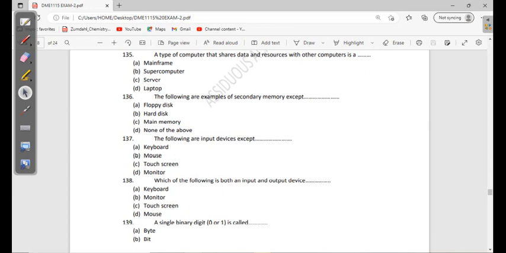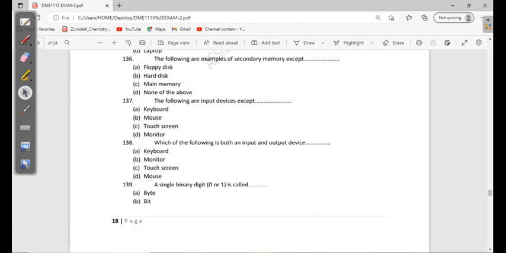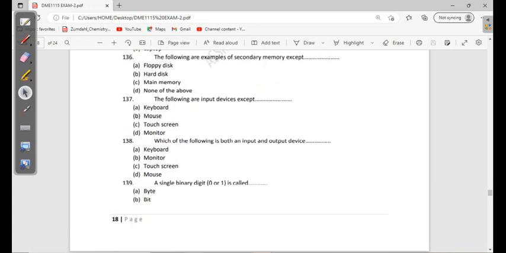136. The following are examples of secondary memory, except floppy disk, hard disk, main memory, none of the above. So a floppy disk and a hard disk are examples of secondary memory, but main memory is not an example.